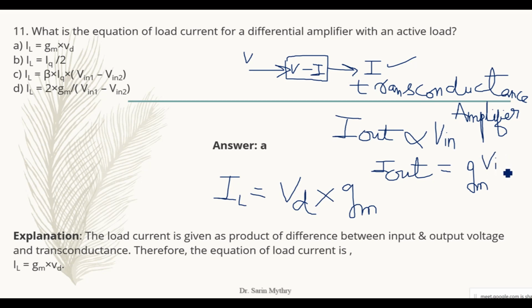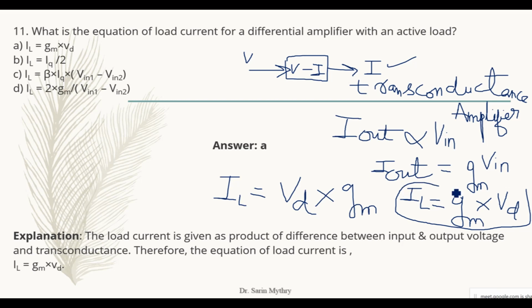See now. What is output current? Your current is always obtained across a load, that is IL. So IL equal to GM. What is GM? It's a proportionality constant. So it is GM times the difference of the input and output voltage, that is nothing else but your VD. So this is how you got this formula from the basics of the transconductance amplifier.